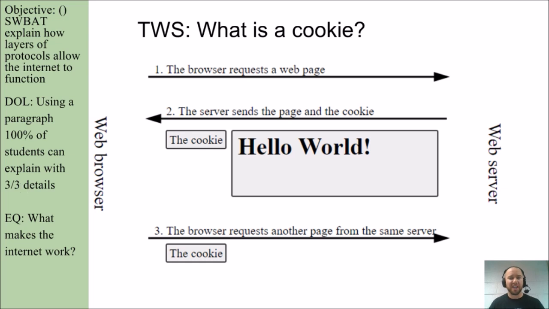Based on this picture, I want you to answer: what do you think a cookie is? Step 1, the browser requests a web page. So you're sitting at your computer at home or in class, and you open up a browser such as Firefox or Chrome, and you request a web page by typing it in. That information goes to a server, and the server sends back the page and the cookie. Then for step 3, the browser requests another page from the server. Maybe you click on one of the tabs at the top of the navigation bar, and it brings back another page, but the cookie's still there. What do you think the cookie could be?